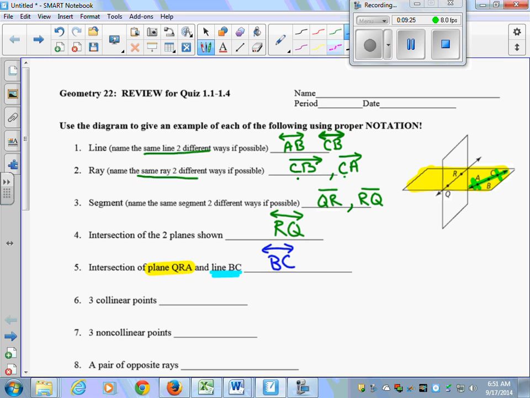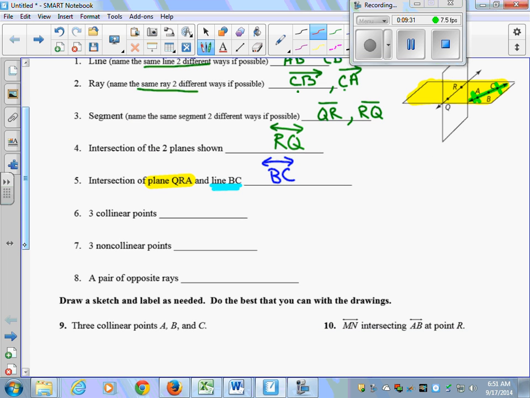Three collinear points. Remember, collinear, another vocabulary word, means that the points can be contained by the same line. So collinear points, if I need three of them, my only choice is to use this line here with the 3 points on it. So three collinear points would be A, B, and C.